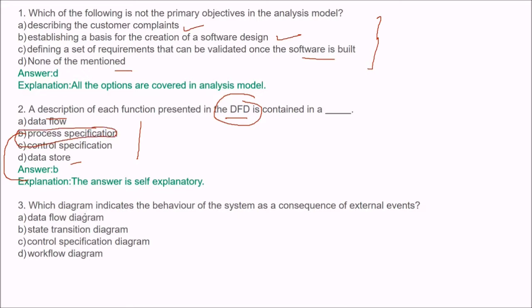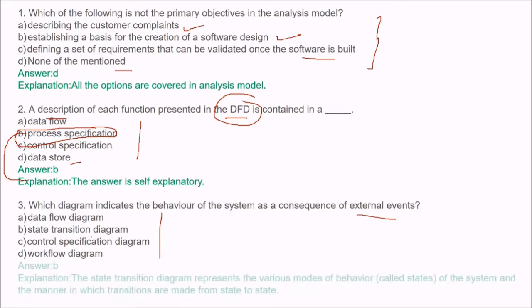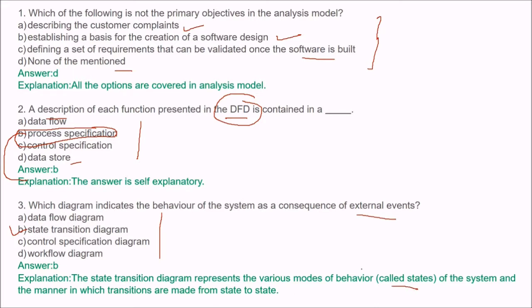Next is which diagram indicates the behavior of the system as a consequence of external events. These are four options for you. B is the correct answer. The state transition diagram. It represents the various modes of behavior called the states of the system and the manner in which the transitions are made from one state to another.